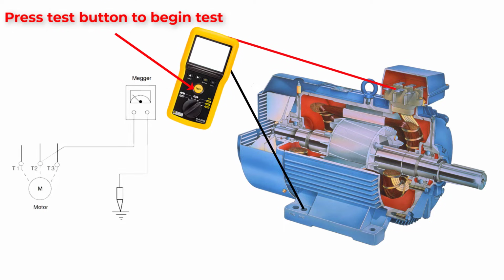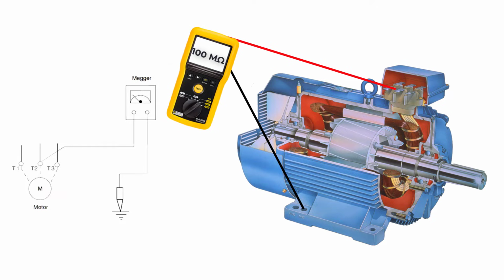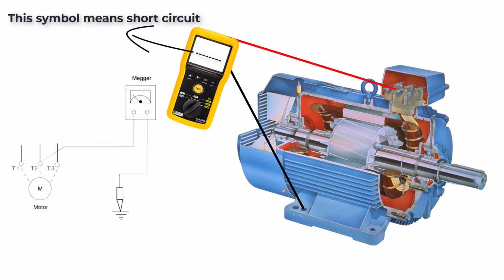Now, if the resistance value is in mega ohm, this means that the insulation is good. If a short circuit or low resistance value showed up, this means that we have a problem here. The insulation has been destroyed.